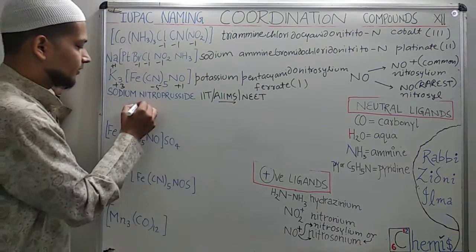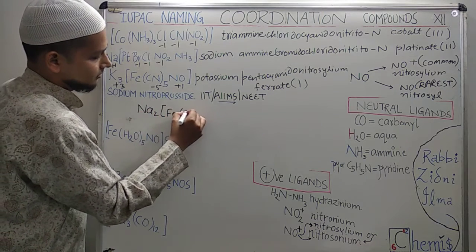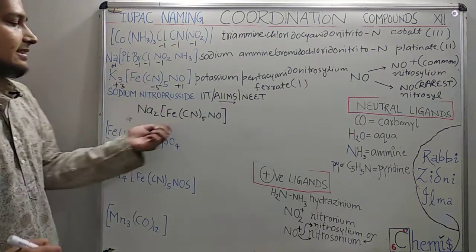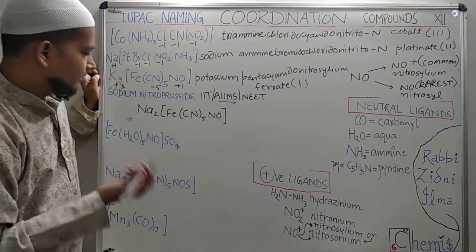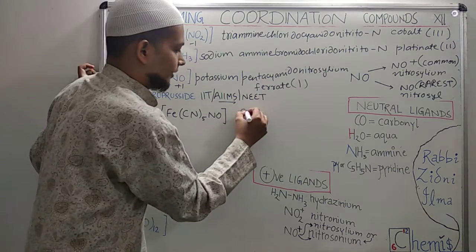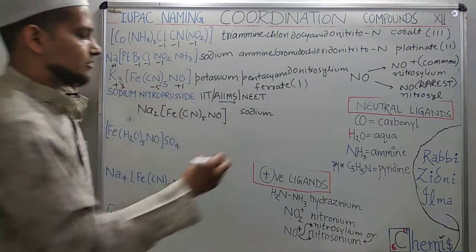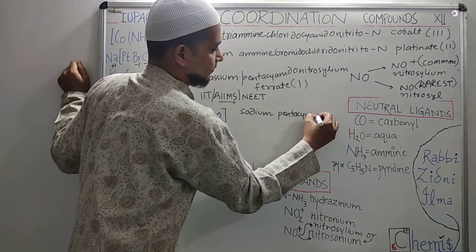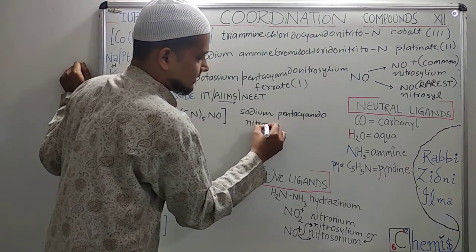Now the formula, Na2[Fe(CN)5NO]. This is our formula. Now naming is not a tough nut. Let us start. We have sodium, then we have 5-cyano, that will be pentacyanido. Then we have this NO, that will be written as nitrosyl.